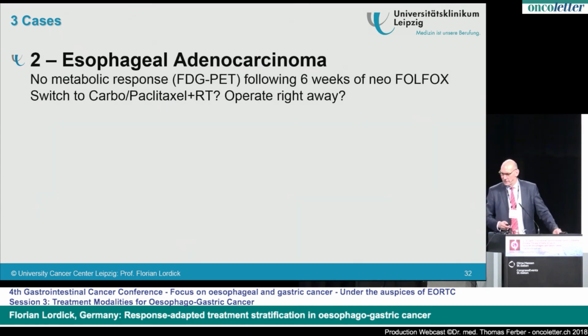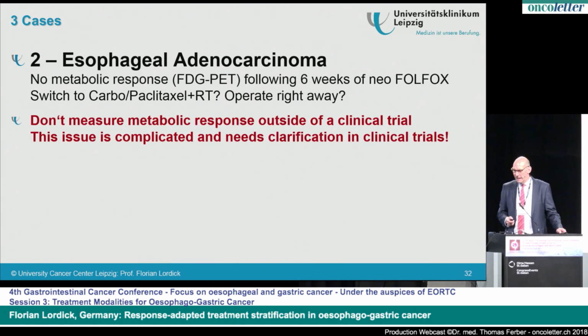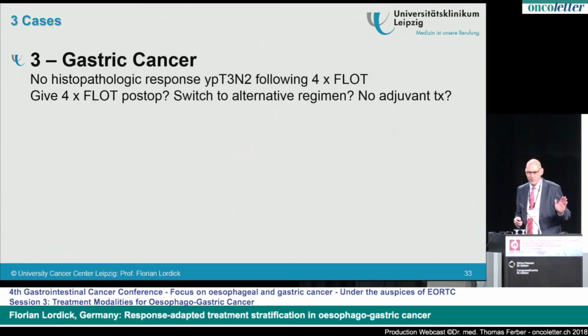Then esophageal adenocarcinoma, no metabolic response 2 or 6 weeks after neoadjuvant FOLFOX. Should you switch to carboplatin paclitaxel and radiation therapy, or maybe operate right away? My answer is don't measure metabolic response outside of a clinical trial. This issue is complicated and needs clarification in clinical trials. I don't know if you agree with this answer, but we can discuss it later.